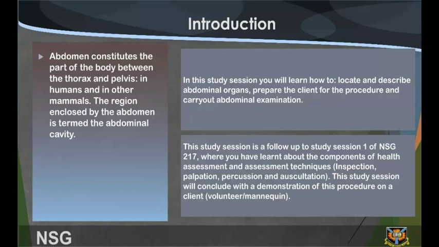This study session is a follow-up to study session 1 of NSG 217, where you have learned about the components of health assessment and assessment techniques: inspection, palpation, percussion, and auscultation. This study session will conclude with a demonstration of this procedure on a client, volunteer or mannequin.